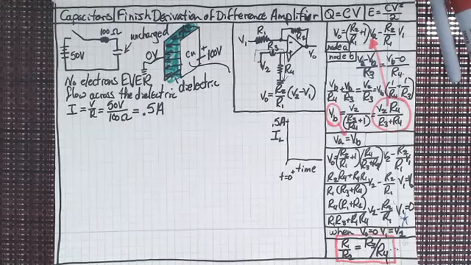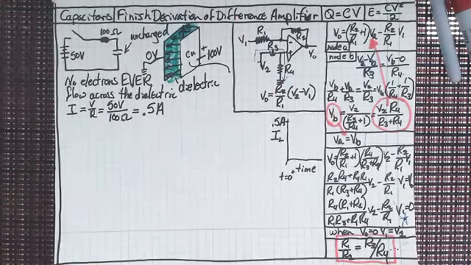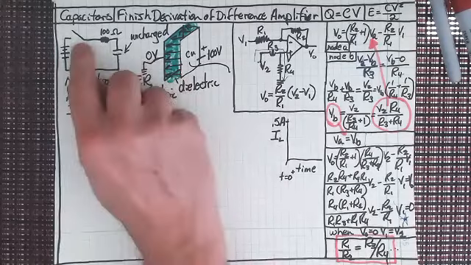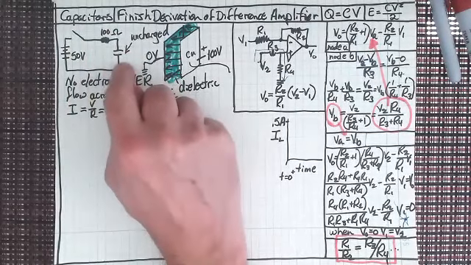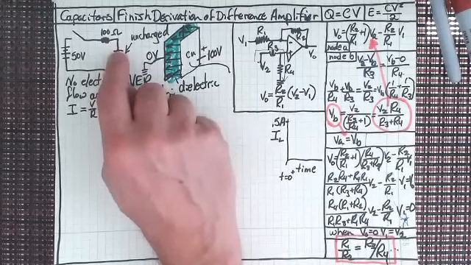When I throw that switch, does the current stay at 0.5 amps forever? Does it start at 0.5 amps, or does it start at 0 amps and then go up to 0.5 amps? When I throw that switch originally, does this look like an open circuit, or does it look like a short circuit?